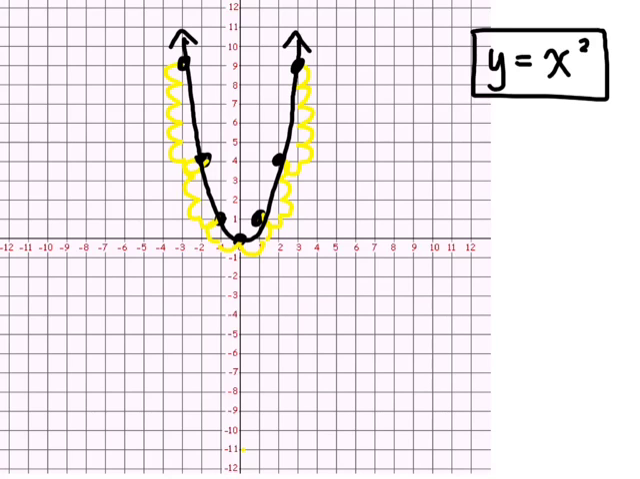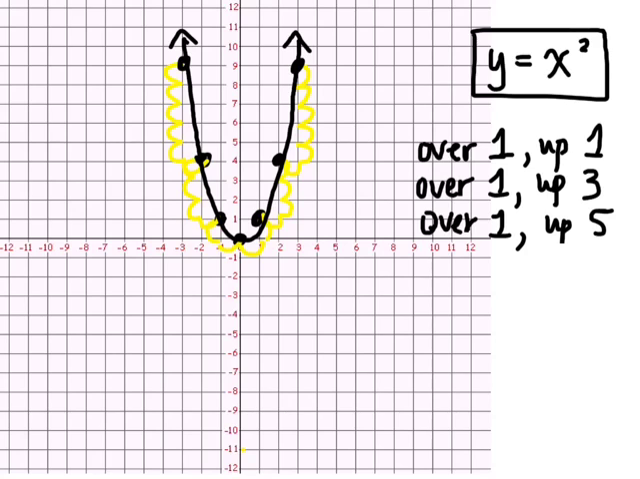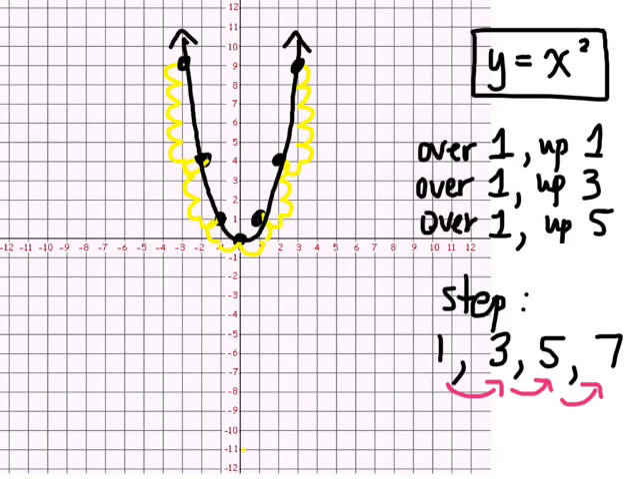That's the parabola. Again, we're always going over 1, and then it's going to be up 1, then up 3, then up 5. So the step pattern, when you're moving up, what's the step pattern? We move up 1, and then we move up 3, then we move up 5. What do you think the next one would be if we were to graph this? 7, good. It's increasing by 2 every time. This is for the parent function only, okay?